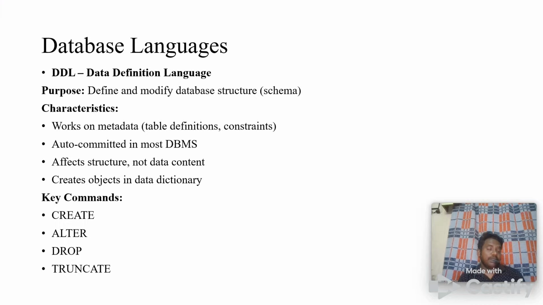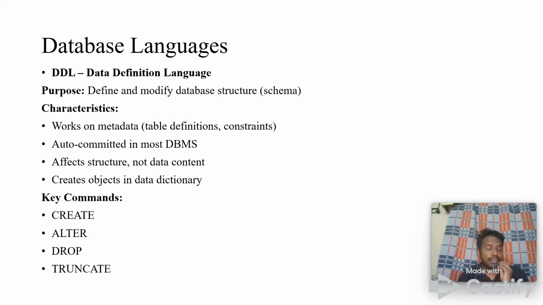If you want to make changes in the particular data which is stored in the table, you make use of the DML commands for modification. As we discussed earlier, what is the main characteristic of DDL? It works on metadata. Data about data is nothing but metadata. Once the information is updated, it is automatically updated. It works on structure, not data, and creates objects in a kind of data dictionary.